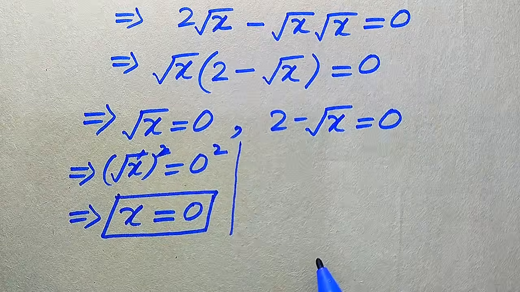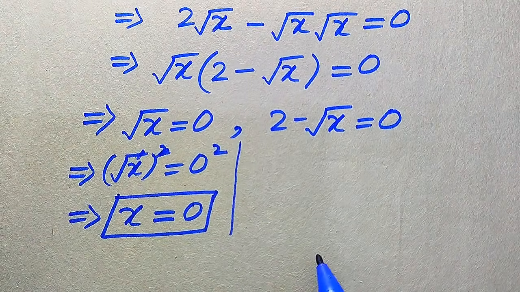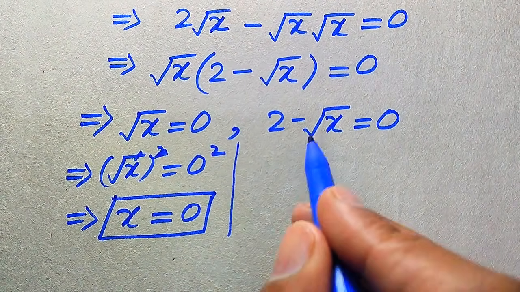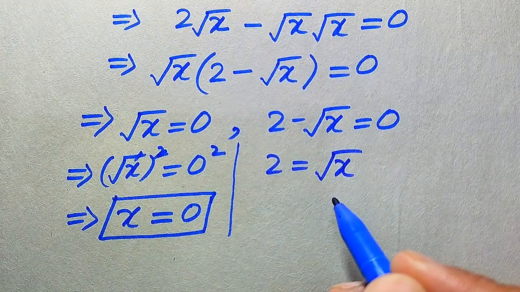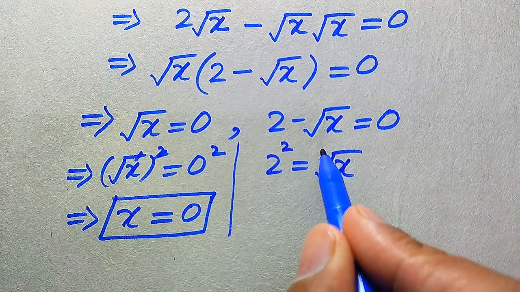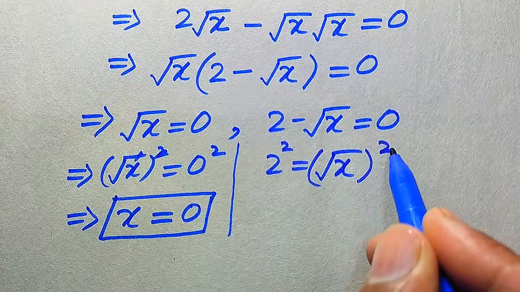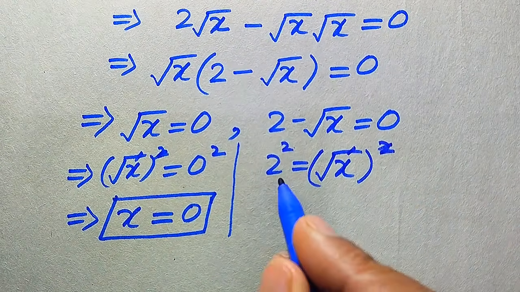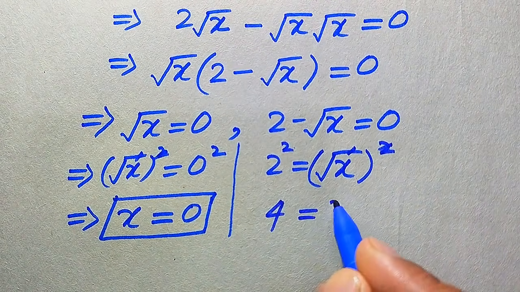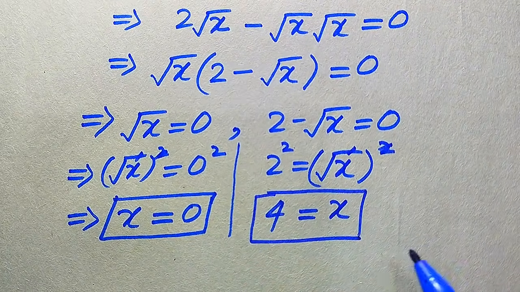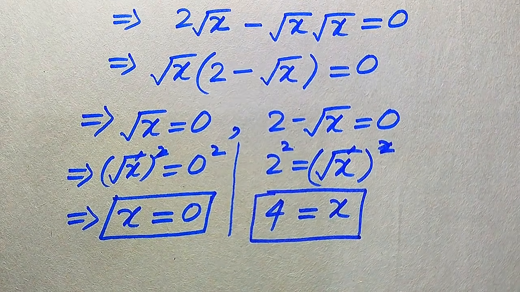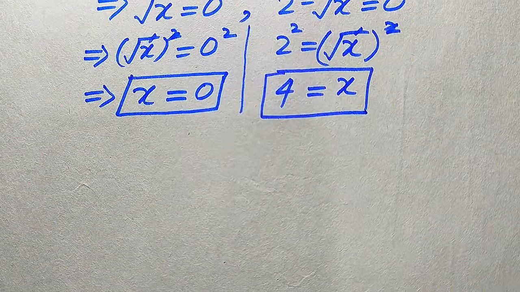And now in order to find the other roots of the given equation we need to solve this case. So here we move minus square root of x to the right hand side, and it becomes plus square root of x. And here we again square both sides, and the square and square root are gone, and we get 4 equals x. So this is the value of x which we get here in the first method. So these are the two values of x.